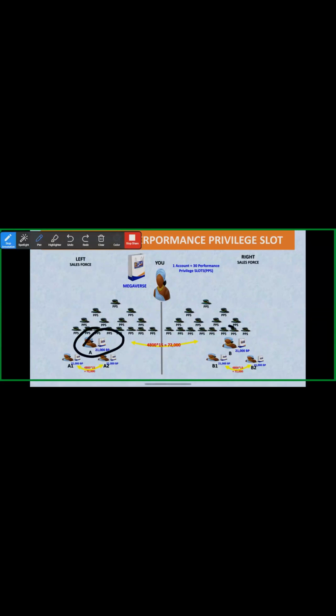Sawa. That is it. Vile tu nilikuwa nimewaelezea. That is a megaverse and a megaverse. So you'll be getting 72,000. And then that's a megaverse and a megaverse. Si wewe umewaconnect au wamejoin tu wenyewe kwa system, a megaverse and a megaverse, you get another 72,000 and 72,000 Kenyan shillings. So ombeni timu yenu ikuwe ya megaverse, megaverse, megaverse. Sawa sawa.